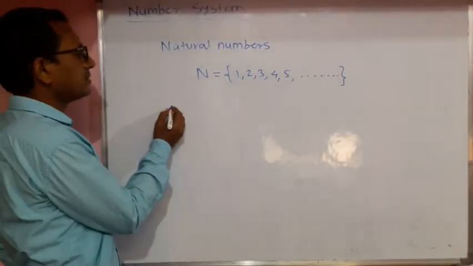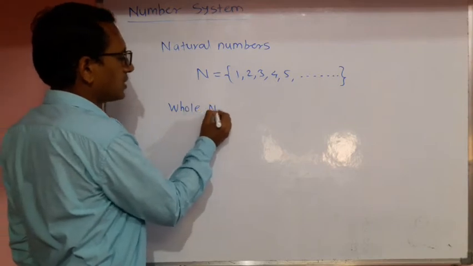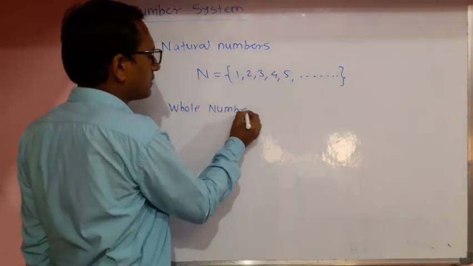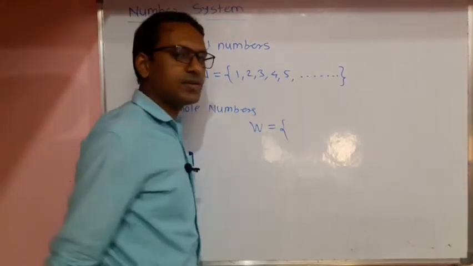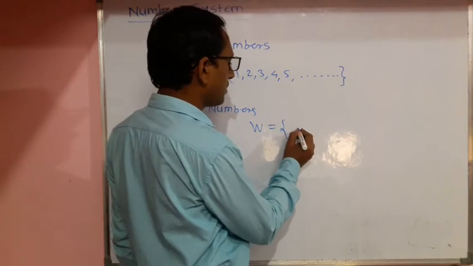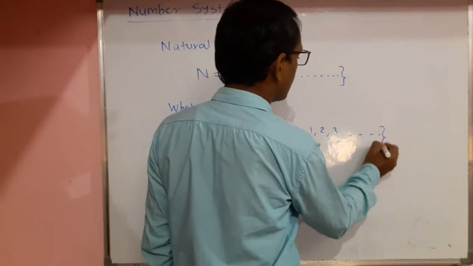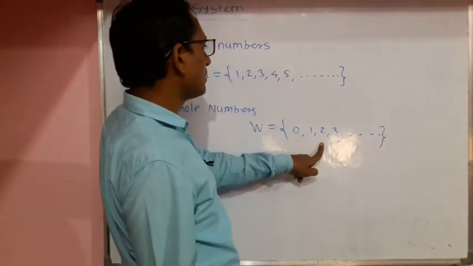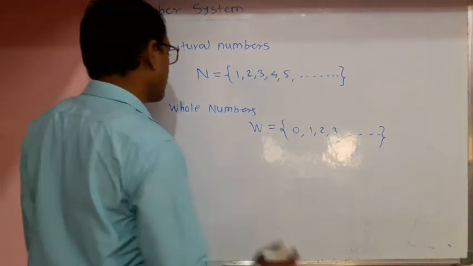Further, the set of whole numbers. This set is represented by W, and the set of whole numbers contains the elements 0, 1, 2, 3 and so on. The set of whole numbers just contains this additional element 0, then the set of natural numbers.